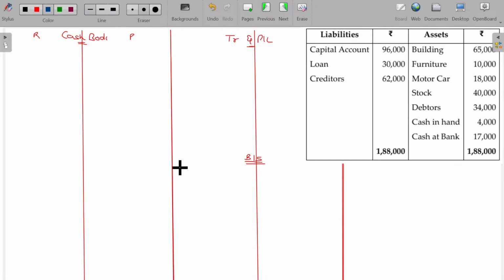Capital account, initial capital 96,000, loan account 30,000. So we have been given the creditors and debtors. So it is better to open the debtors and creditors account also to get some missing data. Debtors account, creditors account. In creditors, we have the opening creditors being 62,000. The opening balance should be in the credit side, as it is a liability, 62,000.